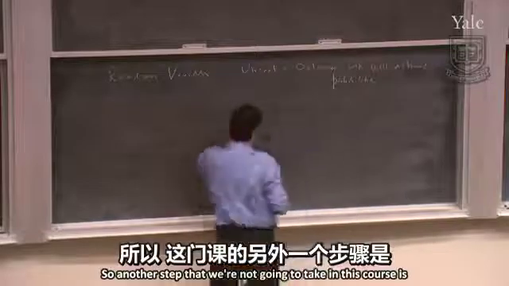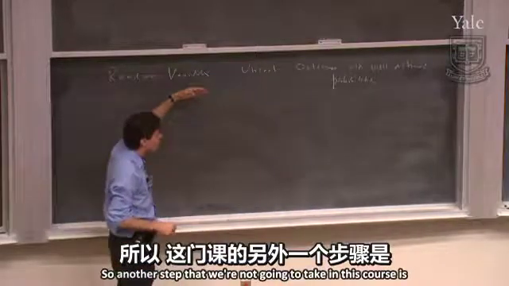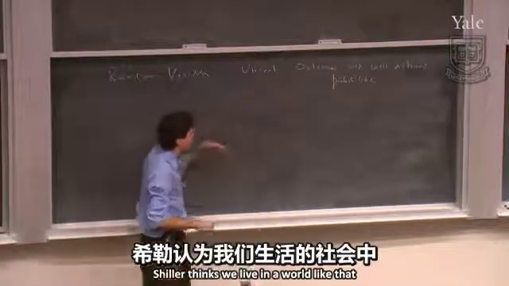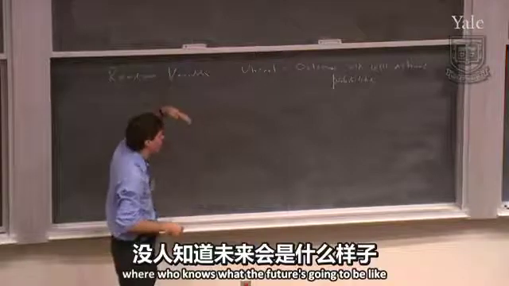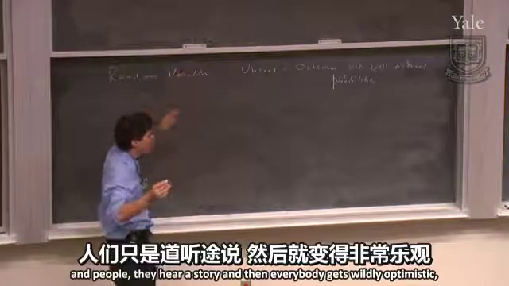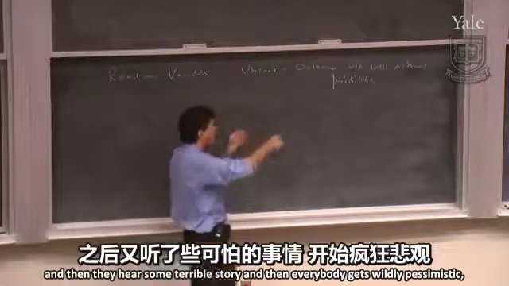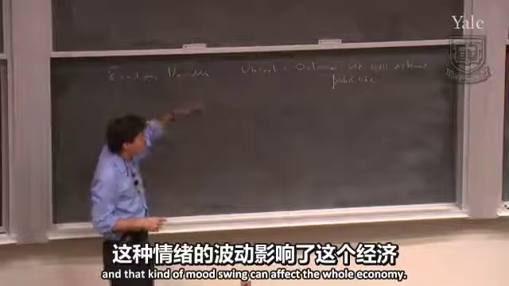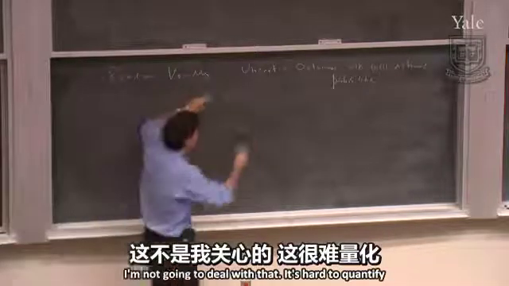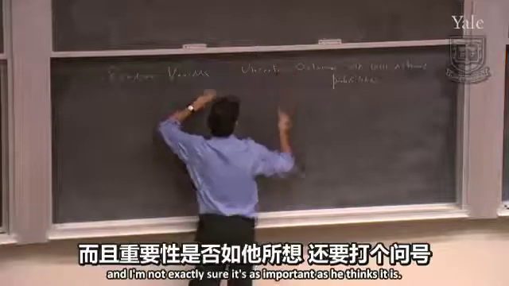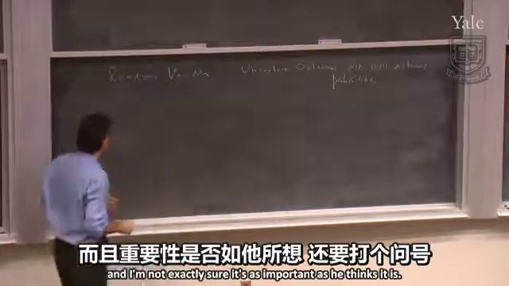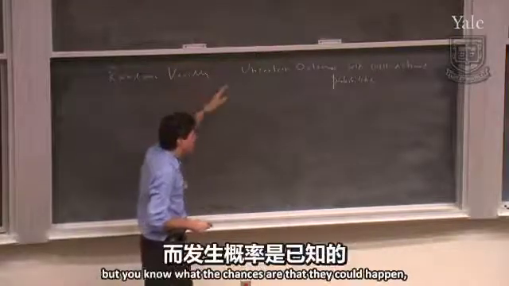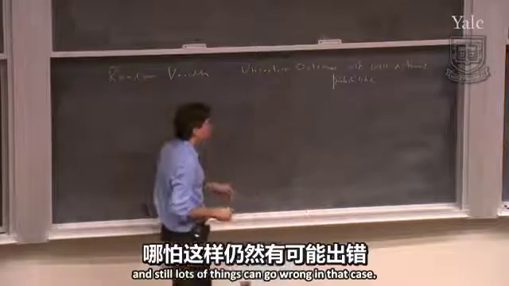Okay, so another step that we're not going to take in this course is to say people just have no idea what the chances are something's going to happen. Schiller thinks we live in a world like that, where who knows what the future's going to be like, and people hear a story and then everybody gets wildly optimistic, and then they hear some terrible story and then everyone gets wildly pessimistic. That kind of mood swing can affect the whole economy. I'm not going to deal with that. It's hard to quantify, and I'm not exactly sure it's as important as he thinks it is. So we're going to deal with the case where many things can happen, but you know what the chances are that they could happen. And still, lots of things can go wrong in that case.